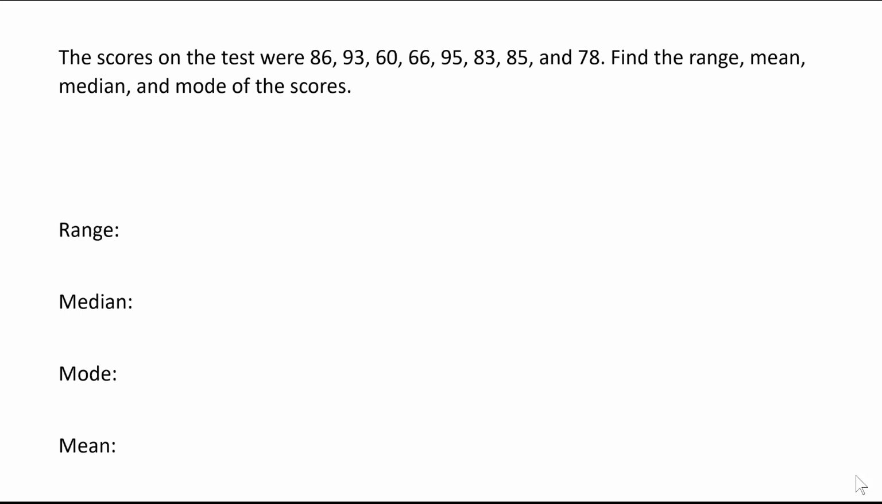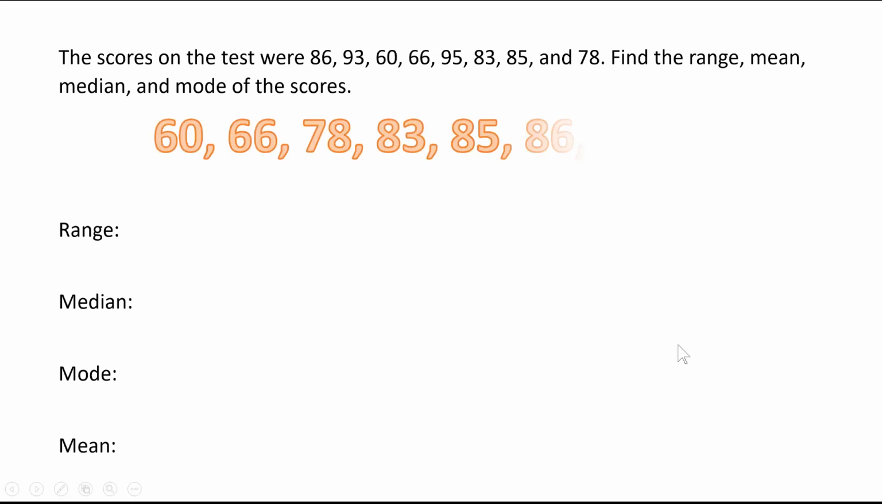So the first thing you do is put the scores in order from least to greatest. So that's what I did. And there are 8 of them. To find the range of a group of numbers, you're going to subtract the smallest number from the biggest number. So 95 minus 60 is 35. That is the range of these numbers. That's how far apart they can be.